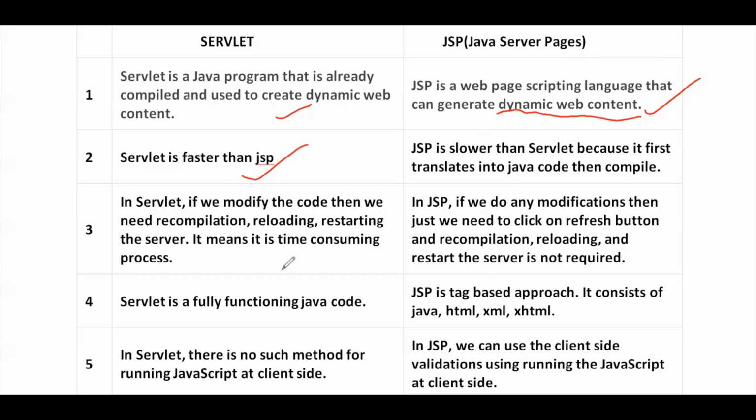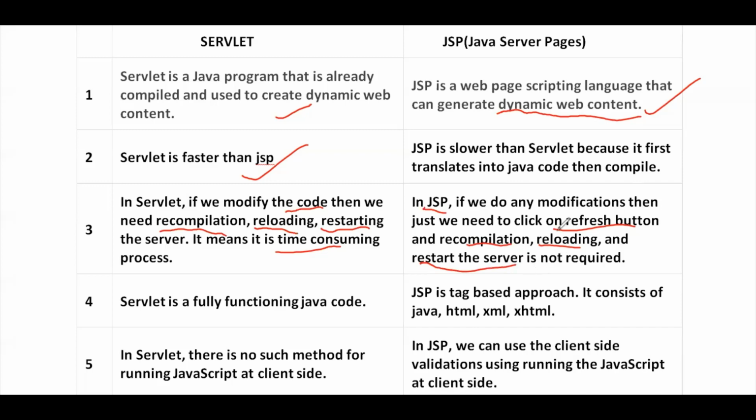So that's the reason JSP is slower compared to a servlet. Now coming to the third difference, in servlet, if we make any modifications to the code, we need to do three things. The first is we need to recompile the Java code. Then we need to load it into the Tomcat webapps folder, and then we need to restart the server. So for all this to happen, it will take more time. Now coming to JSP, if we do any modifications, we just need to click on the refresh button. Recompilation, reloading, and restarting the server are not required.